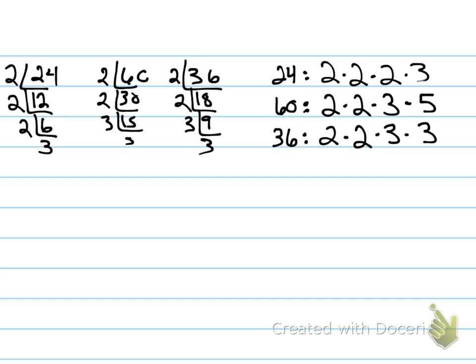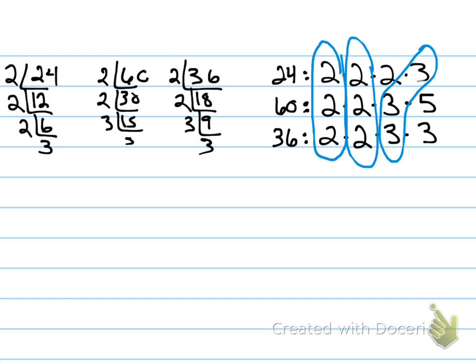Okay, so now I need to pair up my common factors. We talked about common factors a few minutes ago. A common factor has to be in all three of the numbers to count as a group. So I have a group of 2s, and I'm going to circle them. Do I have another group of 2s? Yes, I do. Do I have any other common factors? 3. I have a group of 3s. But that's it. That's all I have because there's not a 5 in all three numbers or another 2 or another 3.